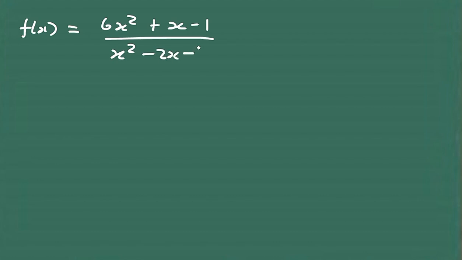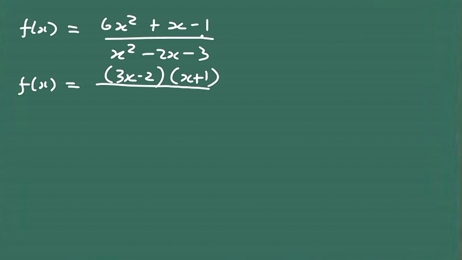We have f of x equals 6x squared plus x minus 1 all divided by x squared minus 2x minus 3. Okay, so for this function f of x, when we find the factors of the numerator, we get 3x minus 2 times 2x plus 1. So these are the factors for this expression.